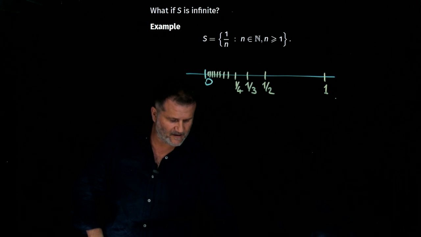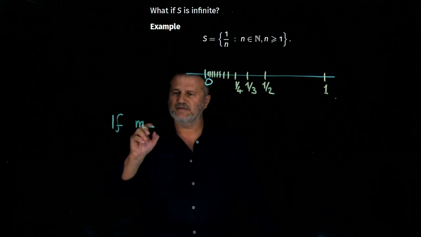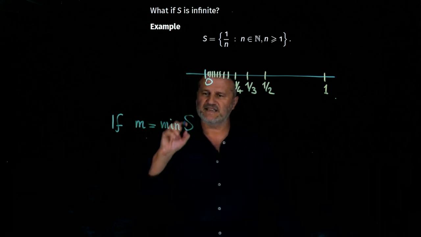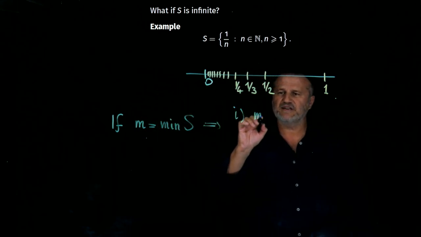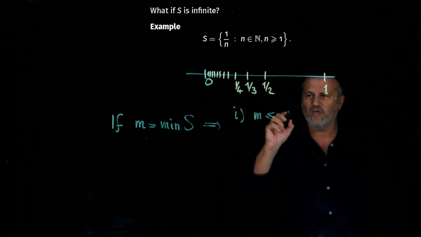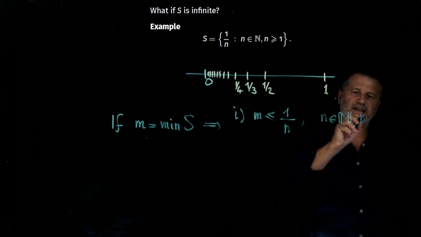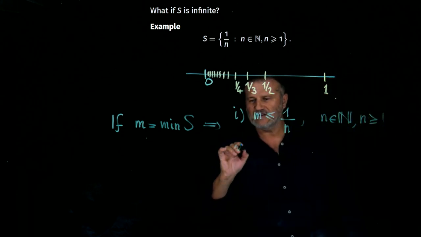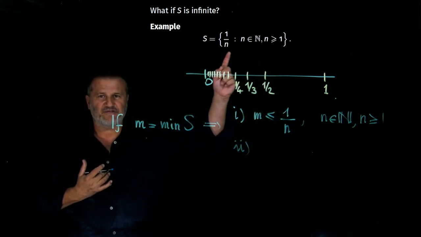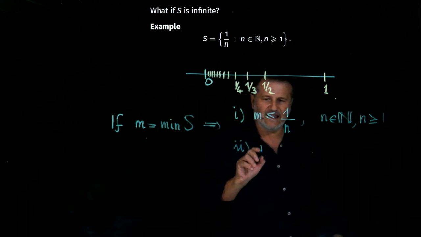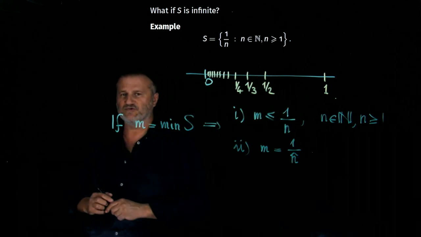Let's see why. If a minimum exists, so if M is the minimum of this set S, then this M should be first less or equal than all fractions 1 over n for n natural and greater or equal than 1. And second, it must be one of the elements of the set. So it means that it is one of these fractions. So there is an n that we call n hat, such that our M is equal to 1 over n hat.